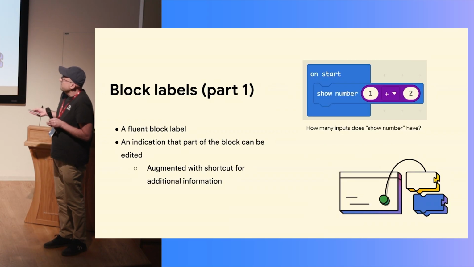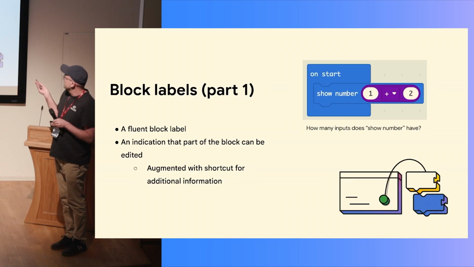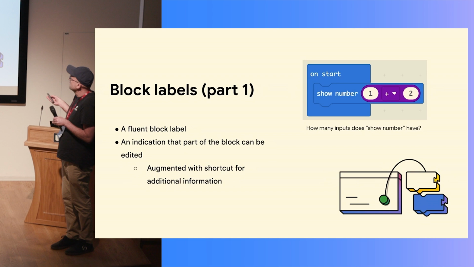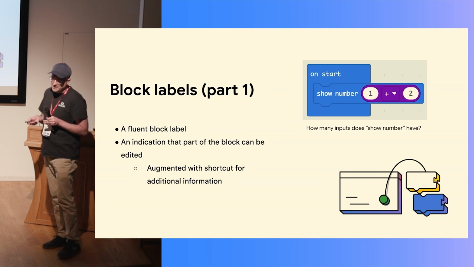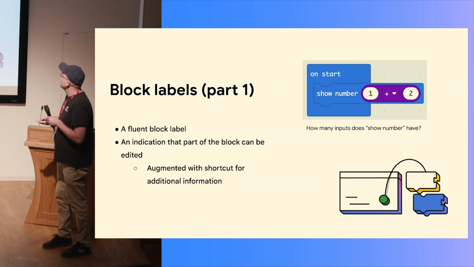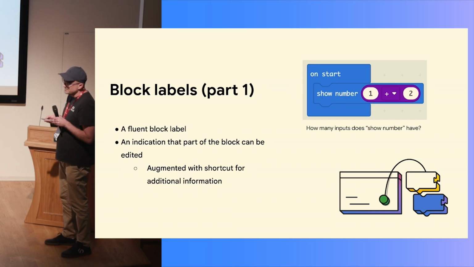We focused on a fluent block label. So for example, for the show number block up there, we would read something quite like "show number 1 + 2." That's probably how you would read that part of the program out to someone if they were asking what the program was. But it leaves quite a lot of questions unanswered.